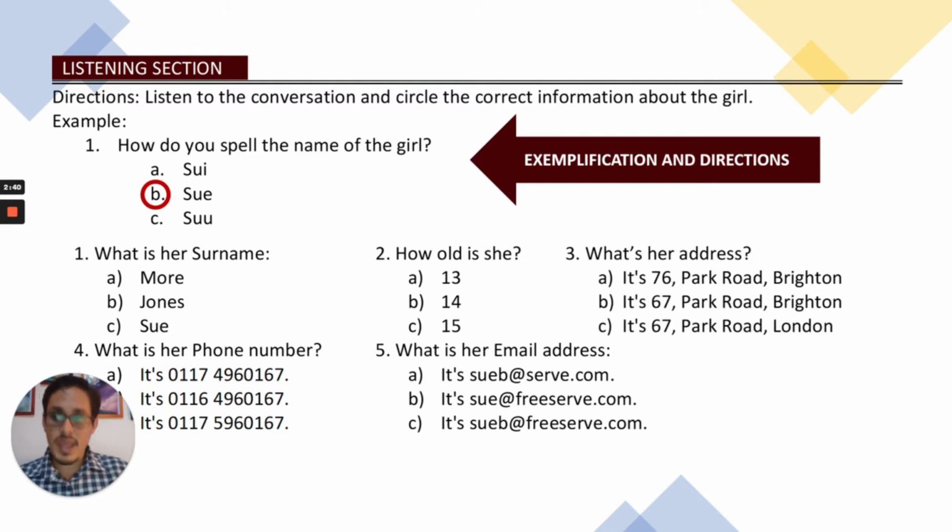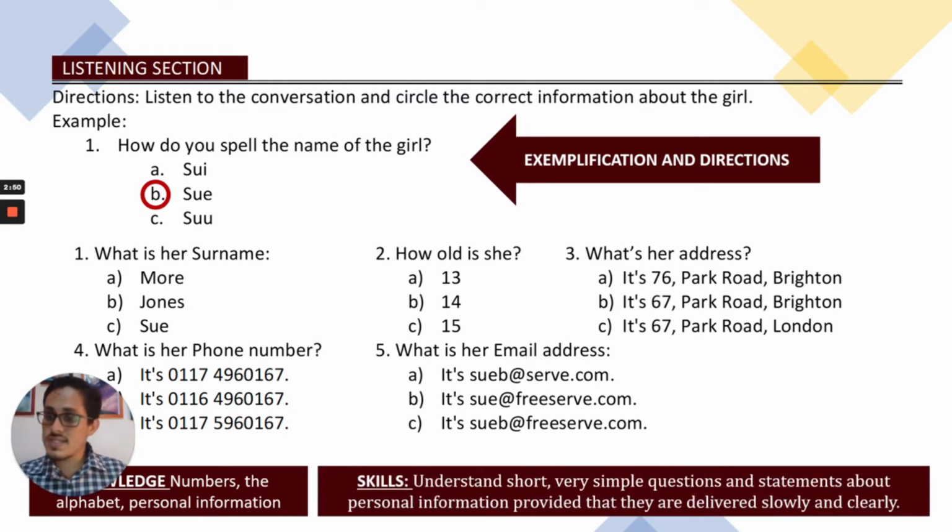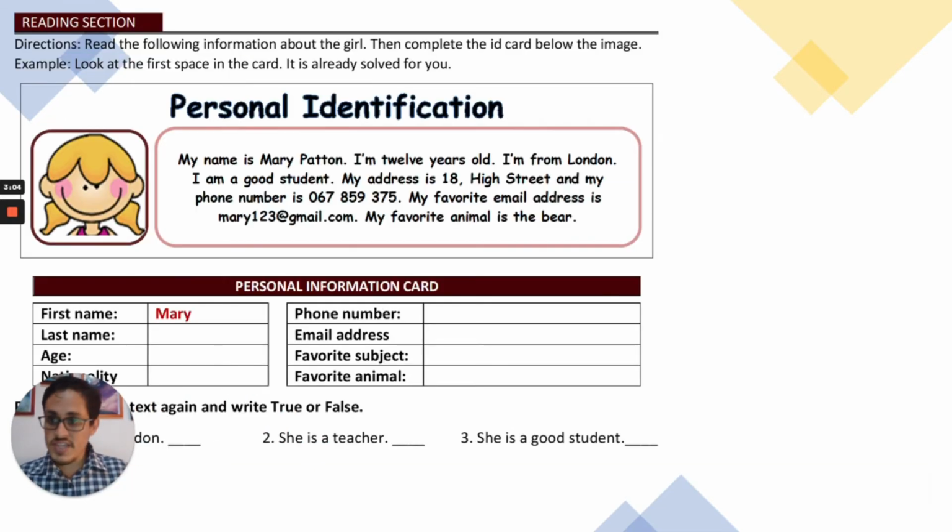Second, we know that we are addressing some knowledge here, some content such as numbers, the alphabet, personal information, and what skills are students integrating here. They need to show that they understand short, very simple questions and statements about personal information, provided that they are delivered slowly and clearly. If we continue, let's go to the reading section.